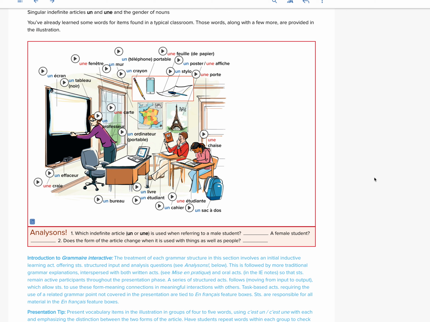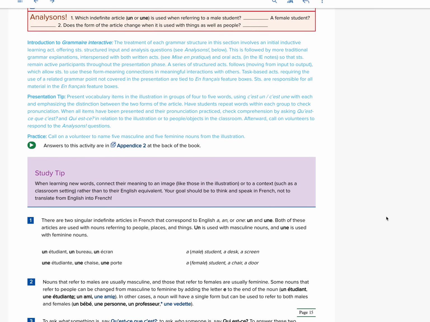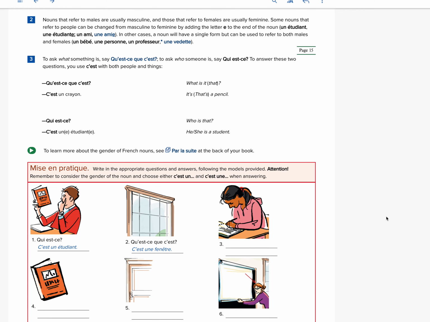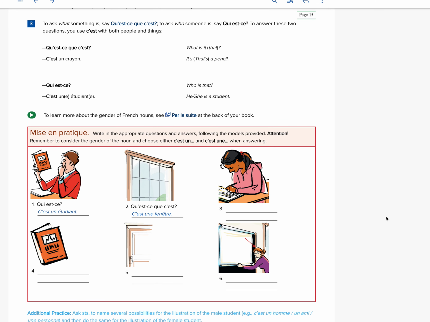Not every feminine word ends in an E. There are exceptions. And there are some words that are masculine that end in an E. For example, téléphone, right? A lot of technology in French is masculine because it comes from American English. So téléphone or livre, book, it has an E at the end, but it's masculine. So there are exceptions to this rule.